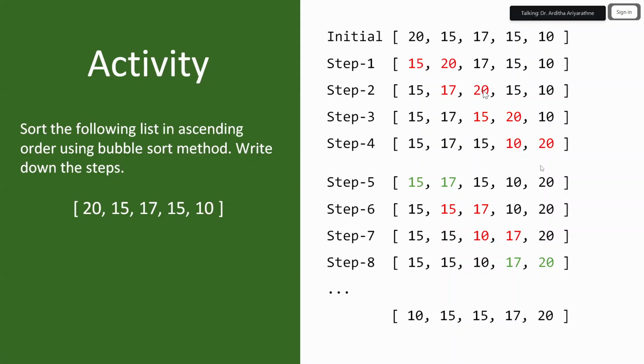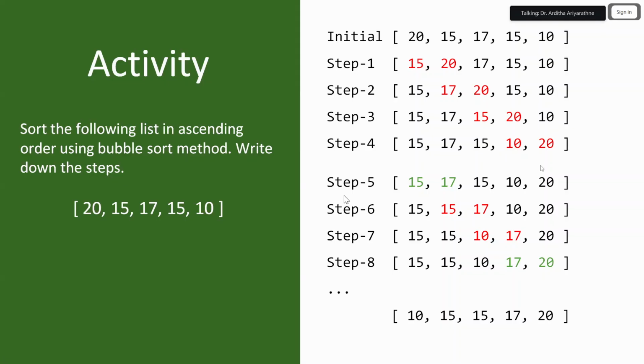Then we are checking these two values, 20 and 15. 20 is larger than 15, need to swap. 15 comes here, 20 comes here. In the next round, we are checking 20 and 10. 20 is larger than 10, so 10 comes here, 20 comes here. At the end of that iteration, 20 comes to the top.